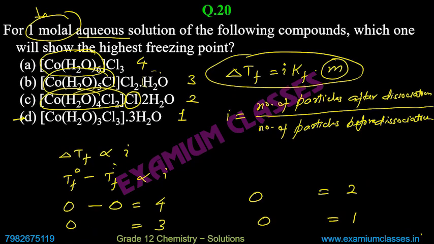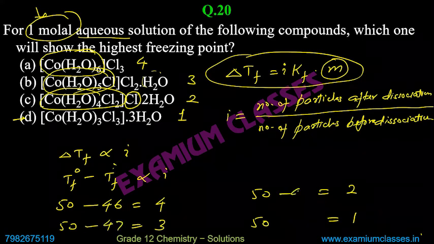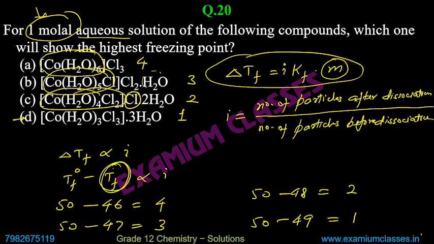I'm just explaining, keeping it positive so that you can understand. Say this one is 50, then it will be easier to understand. Okay. From 50, how much do you deduct to get 4? 46. From 50, how much do you deduct to get 3? 47, 48, 49. In which case is this TF highest? When the value of i is 1.